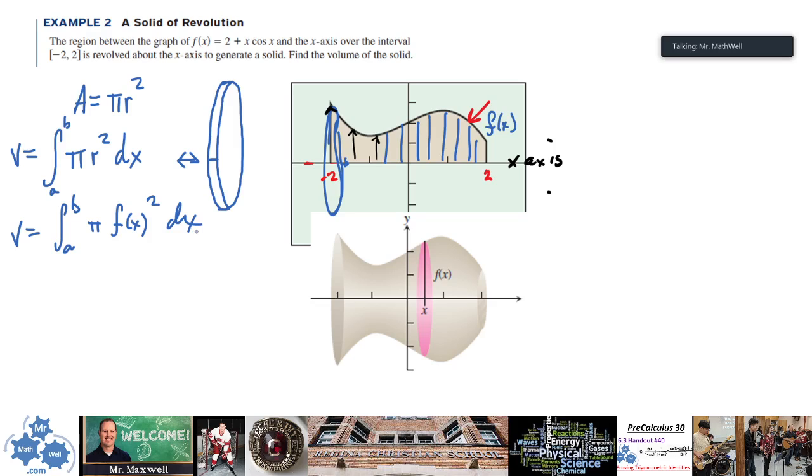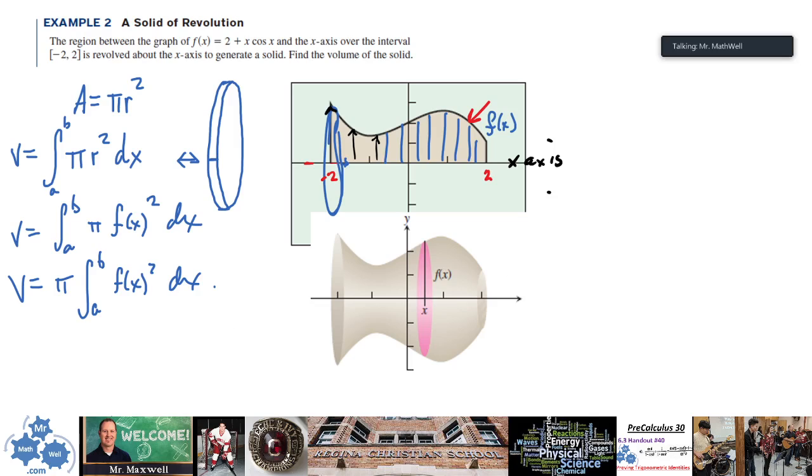All right? And because pi is just a constant, we can move it out to the front here. Pi times the integral from a to b, whatever our interval is, of f of x squared dx, okay? So, everyone kind of see that? Everyone see what we're doing there?